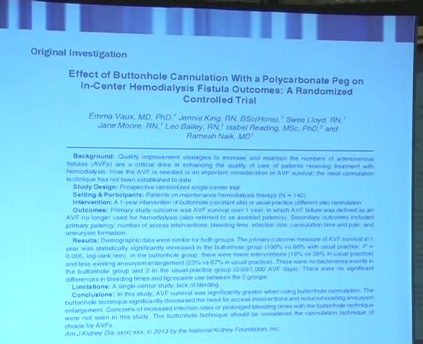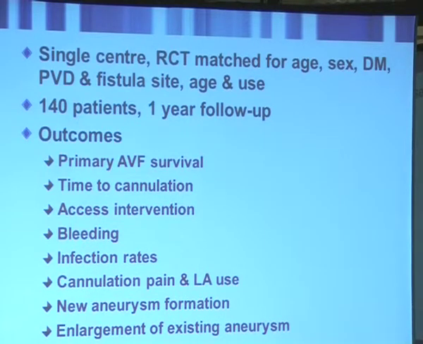It's just published in the American Journal of Kidney Diseases online, and this is from the UK, basically looking at the effect of buttonhole cannulation with polycarbonate peg, that is a Japanese technique, on in-center hemodialysis fistula outcomes. Again a single center study, matched for age, sex, diabetes, peripheral vascular disease, fistula site, age and use. 140 patients, a good follow-up of 1 year. The outcome which they studied was primary AV fistula survival. Secondary outcomes were time to cannulation, access interventions, bleeding, infection rates, cannulation pain, new aneurysm formation, and enlargement of existing aneurysms.